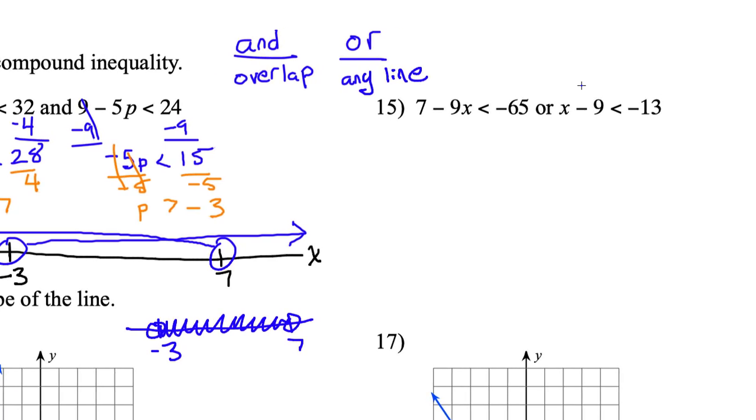Let's do number 15 as well. People had questions on that, right? Yes, I see people nodding heads. All right, so again, solving, I'm going to subtract 7 on both sides. That'll cancel out the 7. I'm left with a -9x, still less than, because I haven't multiplied or divided by a negative. I've only subtracted. So these are both going in the same direction.